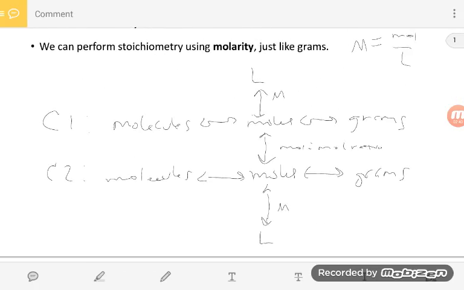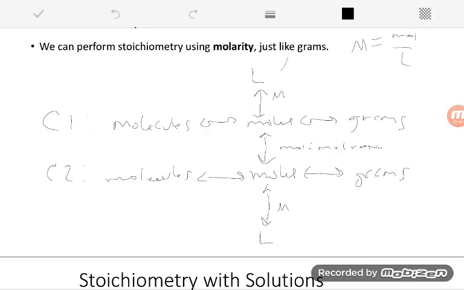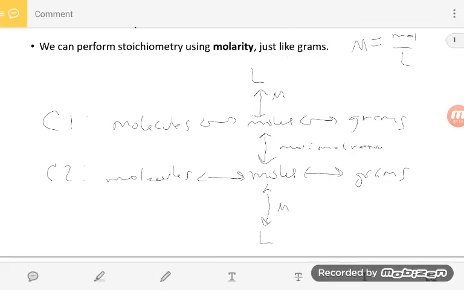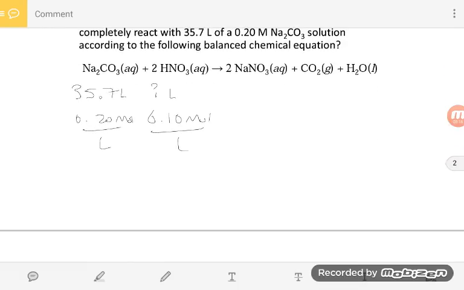So if we go back and look at our map, we're starting with liters of compound 1. We have a molarity, so we can turn that into moles. We have a balanced chemical equation, so we can use the mole-to-mole ratio to get moles of the second compound. And then we have a second molarity, so we can get back to liters. So this should be a 3-step problem. Liters to moles, to moles of the other compound, back to liters. So this is just like the stoichiometry problems we were doing before. So let's see if we can work this out.